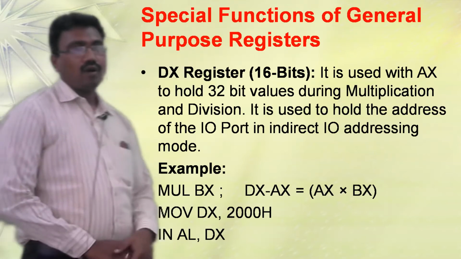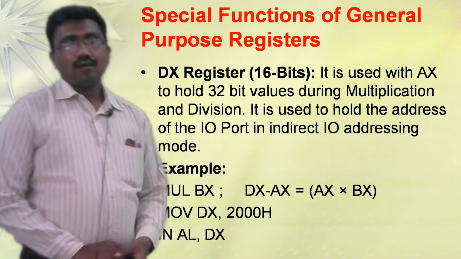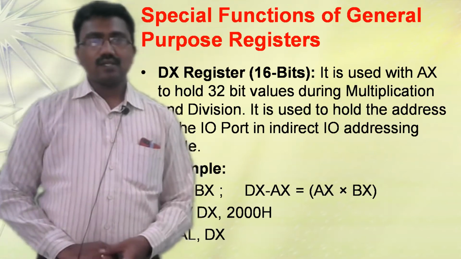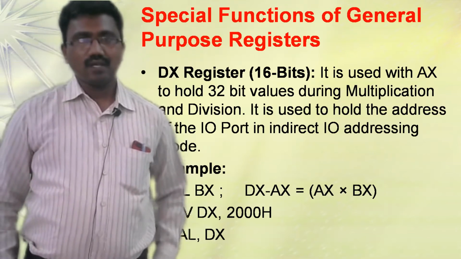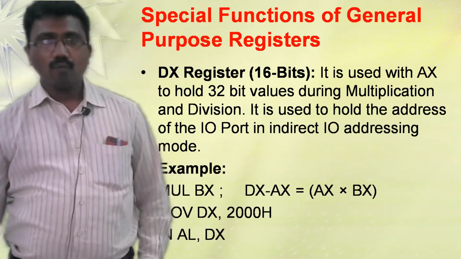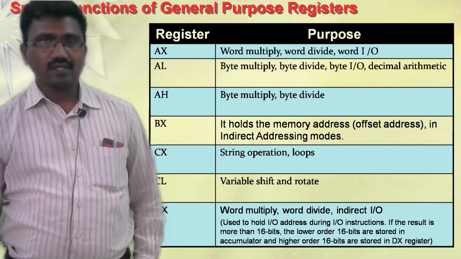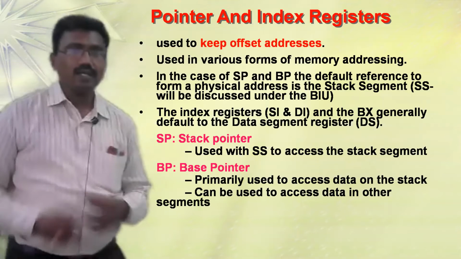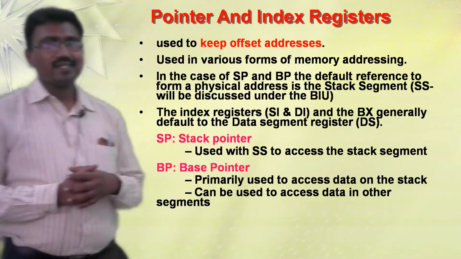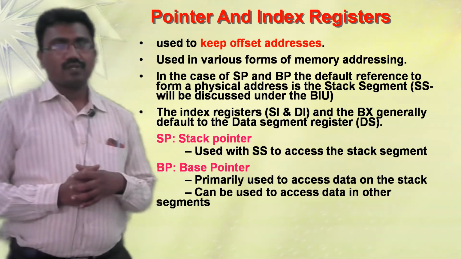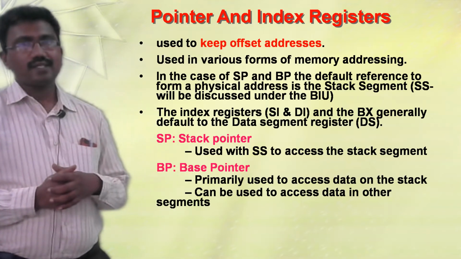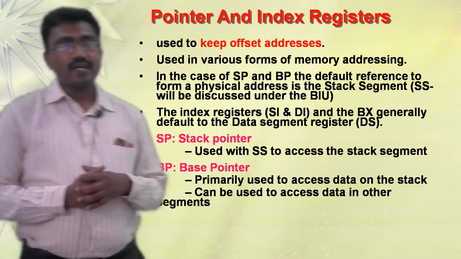That's about general purpose registers, and we have also seen the special functions of general purpose registers. Next we'll see pointer registers and index registers. Pointer registers and index registers are also available in the execution unit of the microprocessor. They are used to hold the offset address of the memory.